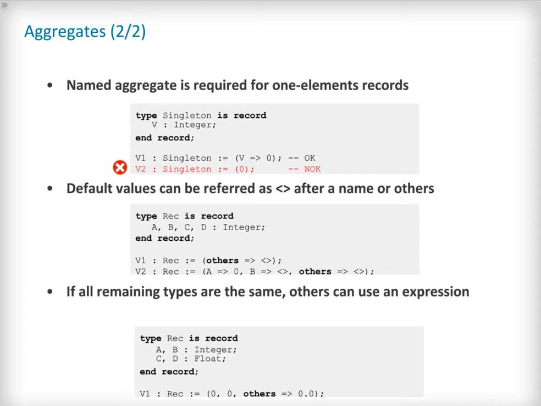One last feature. If all the remaining components are of the same type, it is possible to use the others notation to provide the same expression, the same value, for all of these remaining components. Which is what I'm doing on this last example here. I'm providing a value for A and B through the positional notation, and then I know that the remaining components are of type float, and I'm saying that all of these others components will receive the value of 0.0.